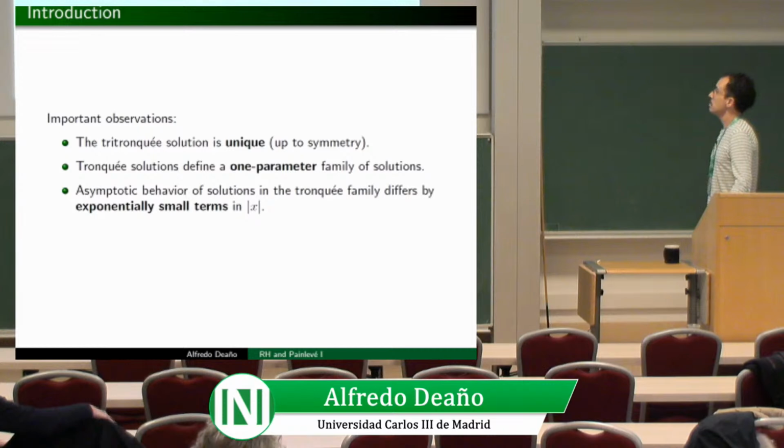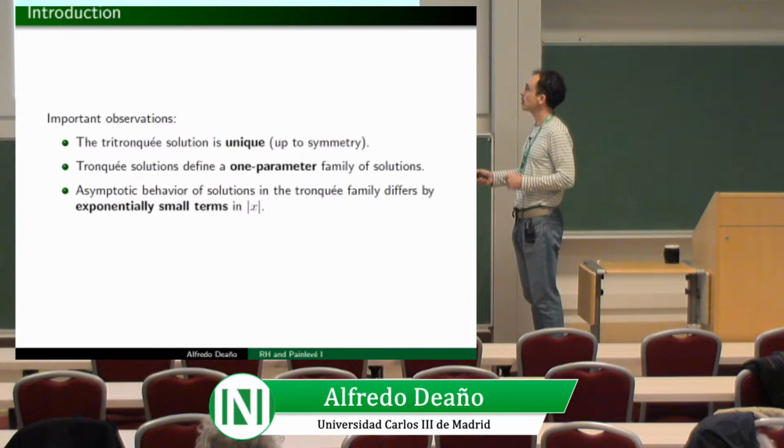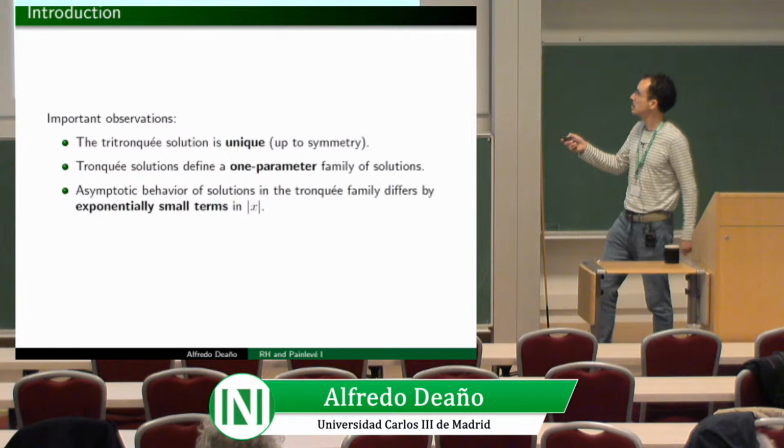You can determine it in many different ways. That's one of the problems that I will come back to later on. Tronquée solutions are actually a one-parameter family of solutions. So we probably know by now that this is true.